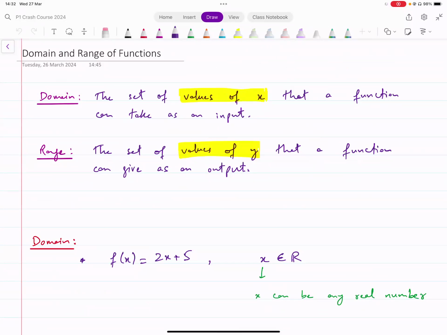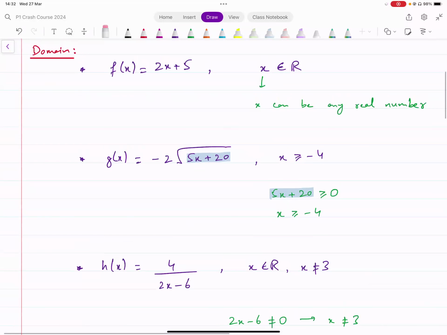So what's domain of a function? It's basically the set of values of x that a function can take as an input. And range is the set of values of y that a function can give as an output. Okay, so values of x is what domain represents, values of y is what range represents. We looked at some conditions that you need to know about for domain of a function. Generally, the domain of a function will be given in the question, and you will be asked to find range of the function using that domain.